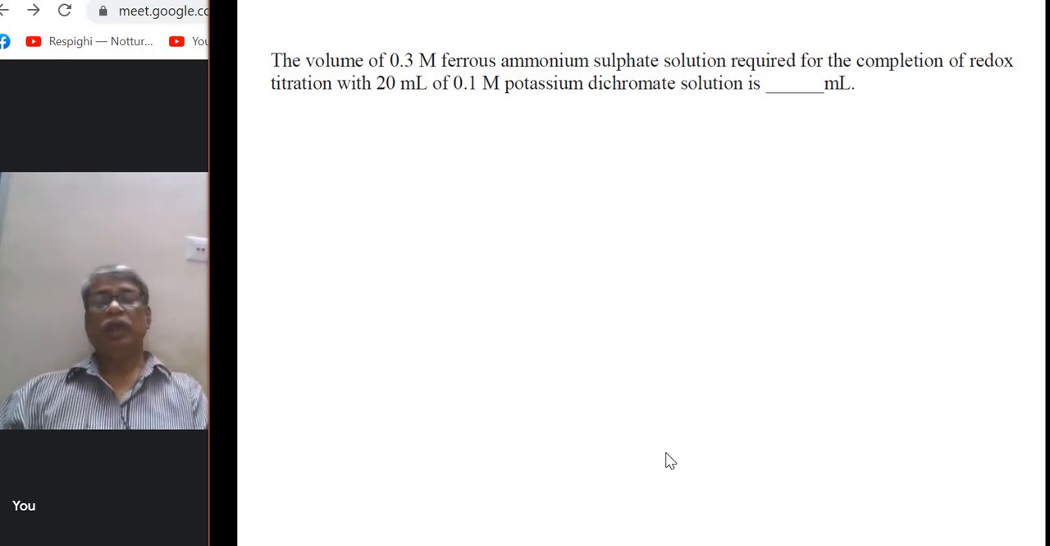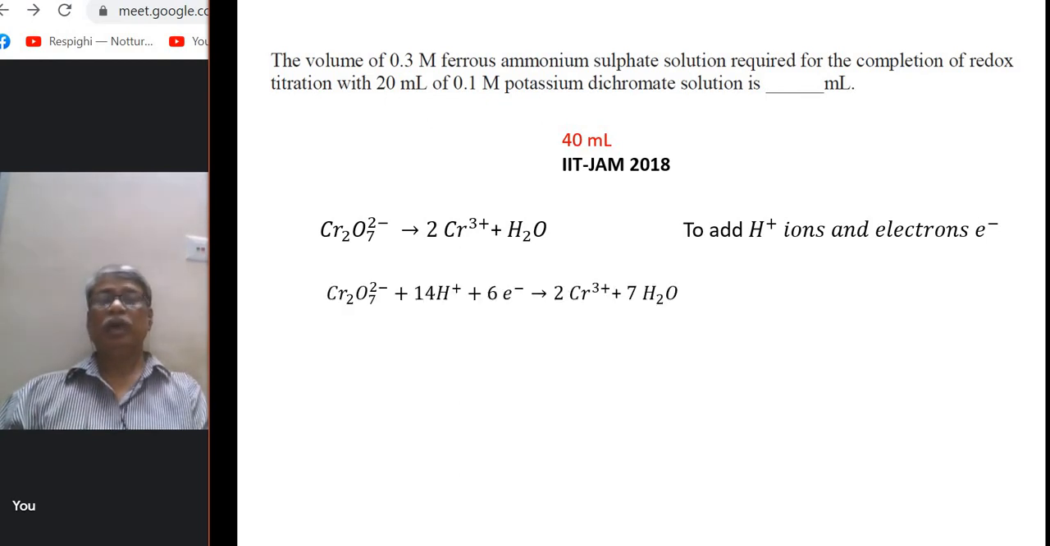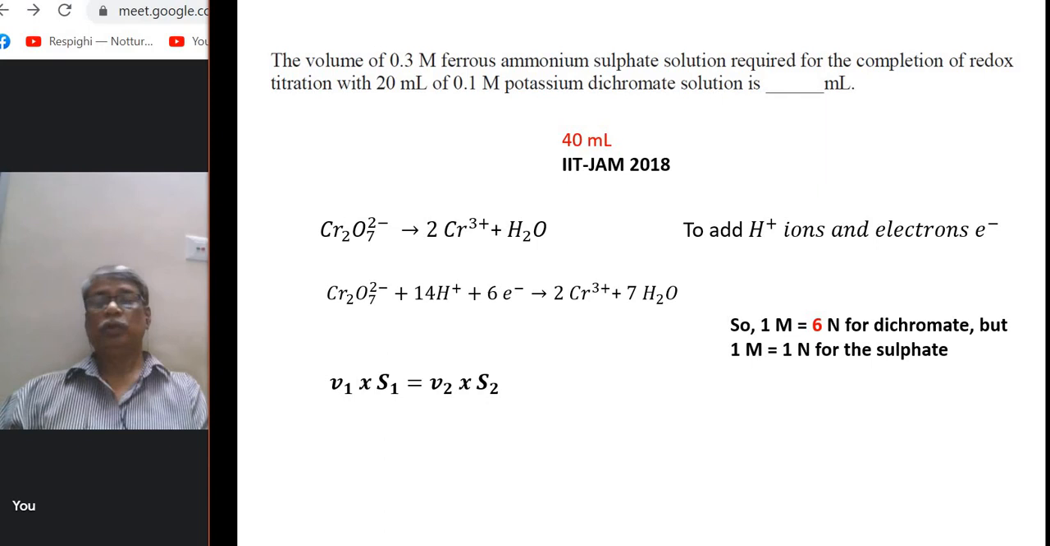So again, it's going to be an application of V1 S1 equals V2 S2, but this time you have to be careful, because you have to calculate in normality, but here the molarity is given, so you have to convert it properly. Particularly for dichromate solution, you have to know the reaction, how it occurs. So it goes like this, and of course it is not balanced, so you have to add H plus ions and electrons properly, so that you can have a balanced ionic equation. So 6 electrons are needed, so that's why 1 molar of dichromate is actually 6 normal of dichromate, right? So you have to use that 6 in your calculation, otherwise it would be wrong.